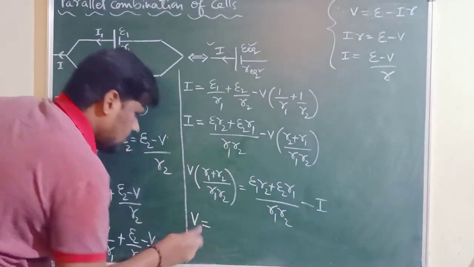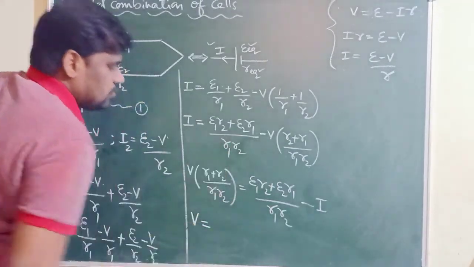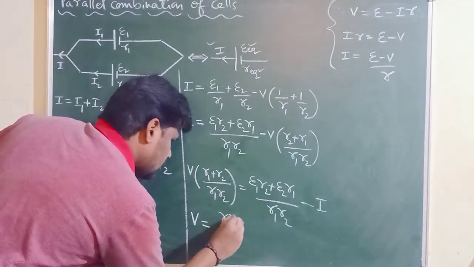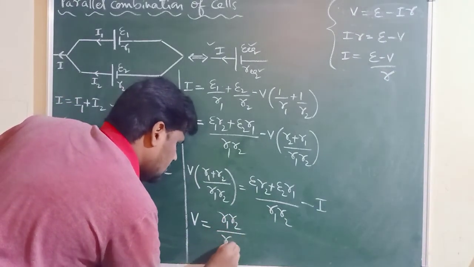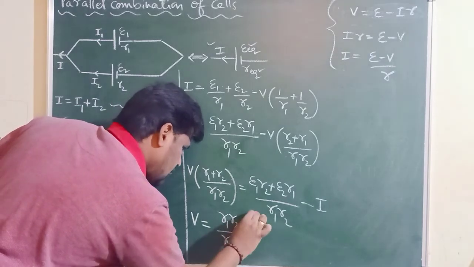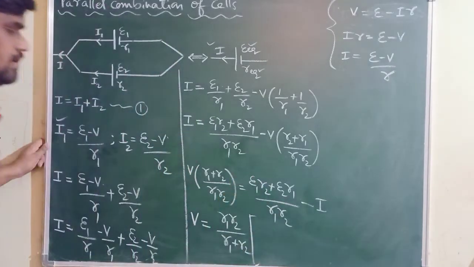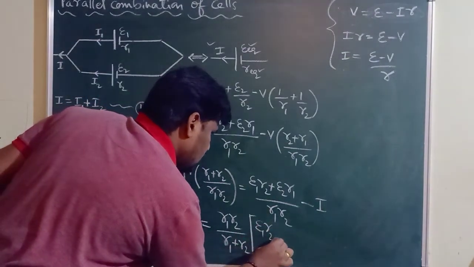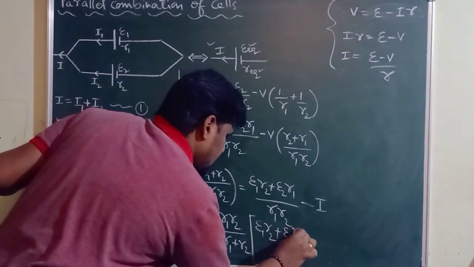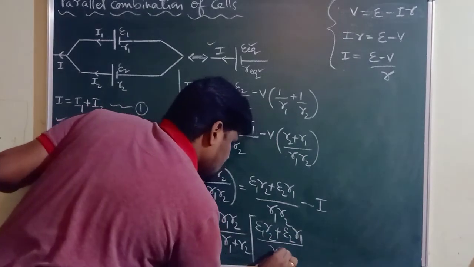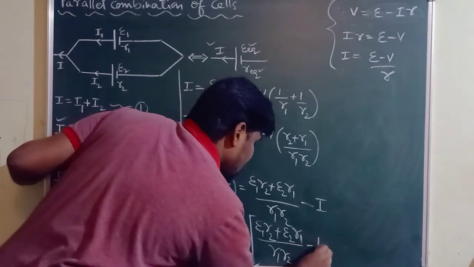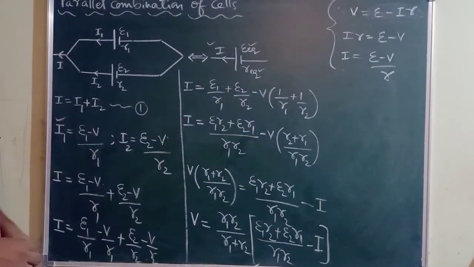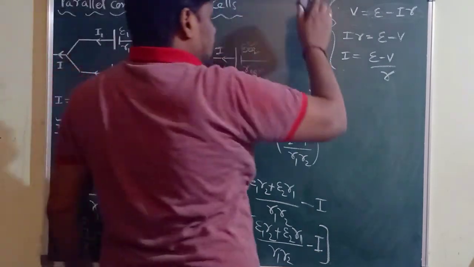V equals, I will transfer this entire term to the RHS. I can write this as R1 R2 divided by R1 plus R2 into the bracket. Inside the bracket, what can I write? E1 R2 plus E2 R1 divided by R1 R2 minus I. I have transferred this term to the RHS now. Next, continue the steps.